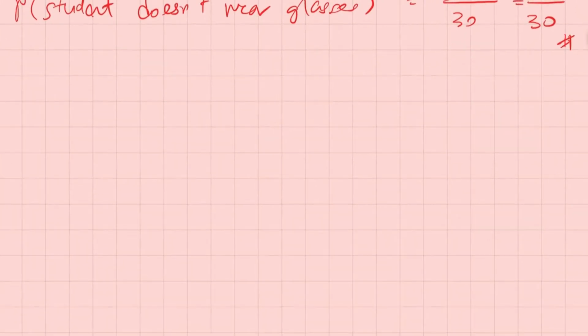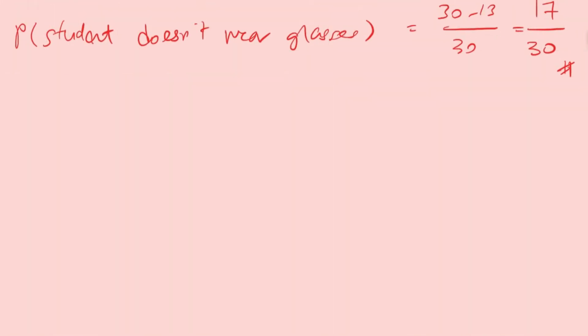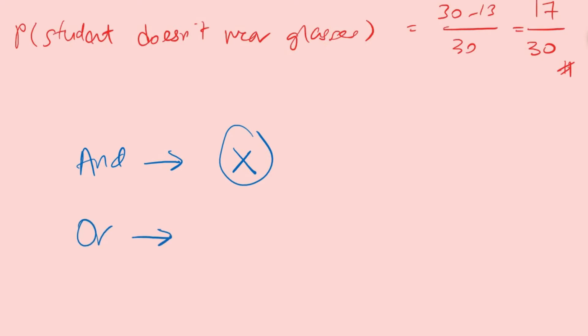And to take note, in probability questions, when you see the word "and", you will use the mathematical operation of multiplication, and when you see the word "or", you will use the mathematical operation of addition.